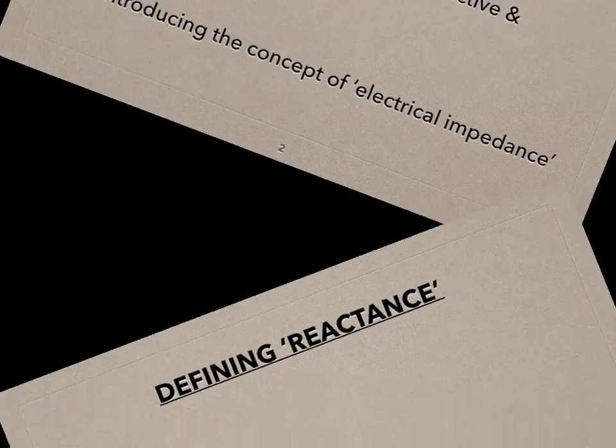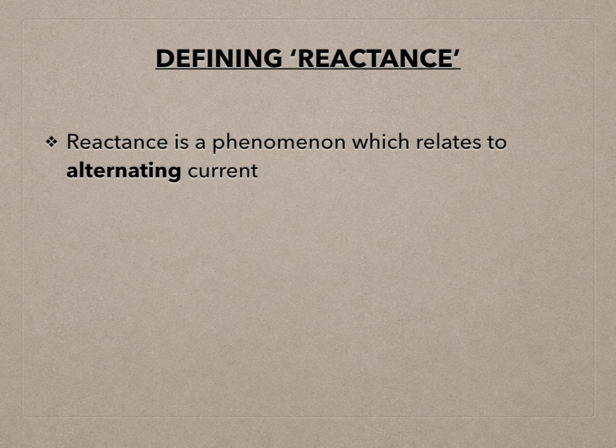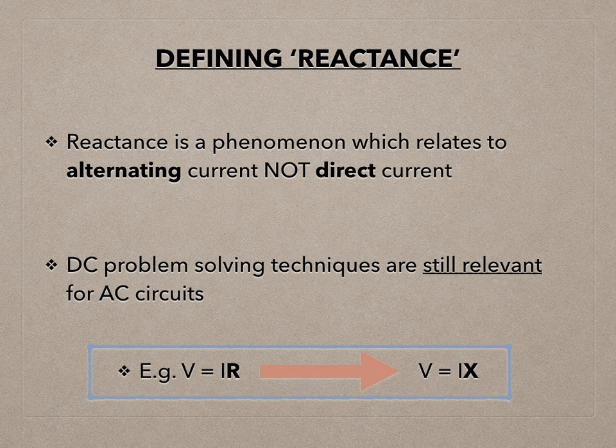To begin, let me emphasize that reactance is a phenomenon which relates to alternating current, not direct current. However, be reassured that the problem-solving techniques implemented in DC circuits are still relevant when solving problems involving AC circuits. For example, Ohm's law, which states that V is equal to IR, can be translated into V is equal to IX, where X is equal to reactance. Hence, to an extent, we can define reactance as a form of opposition towards alternating current, or the AC equivalent to what we know as DC resistance.